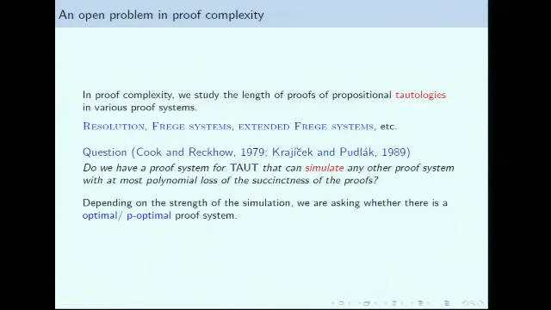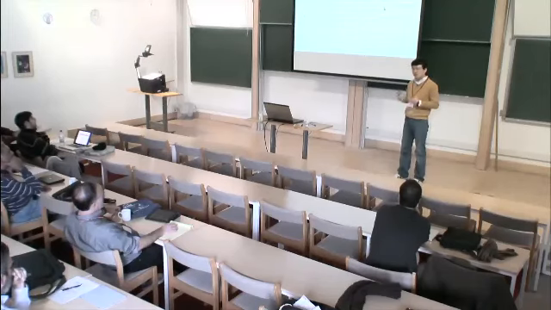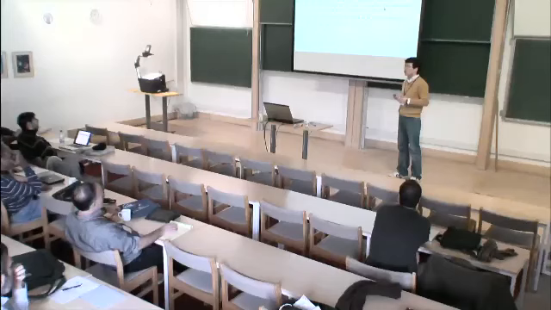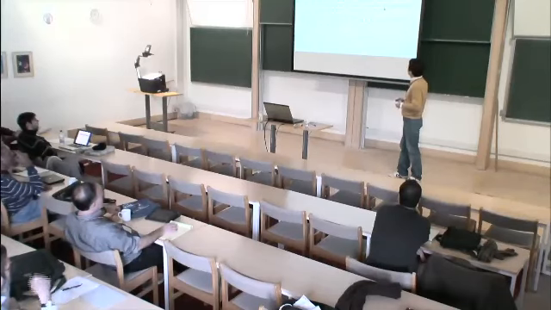We know a proof system more or less can be considered as a non-deterministic algorithm. So we are asking, equivalently, whether we have an optimal non-deterministic algorithm for tautologies. The similar question can also be asked for deterministic algorithms for tautologies.